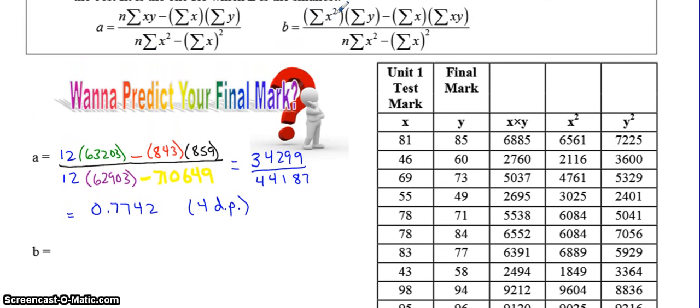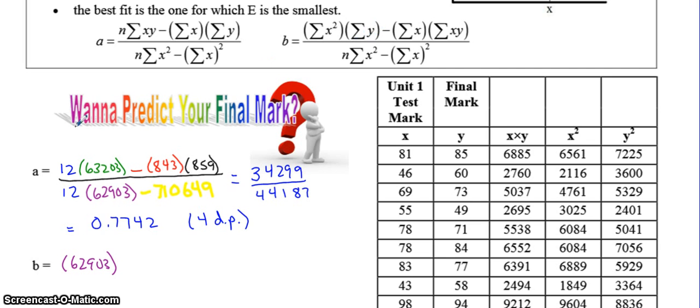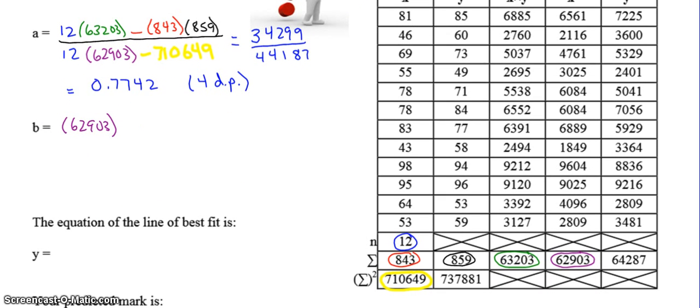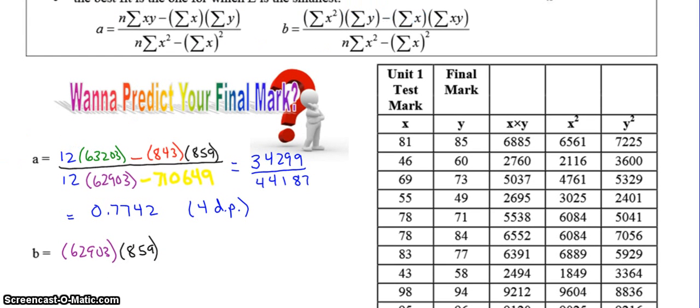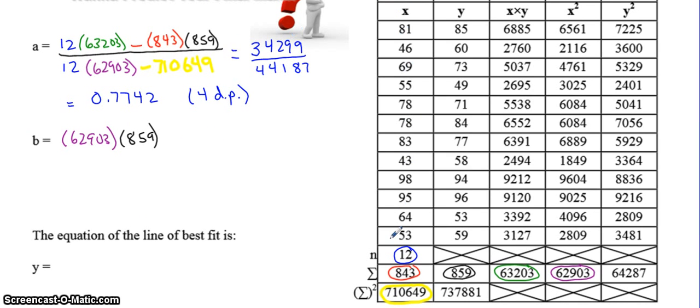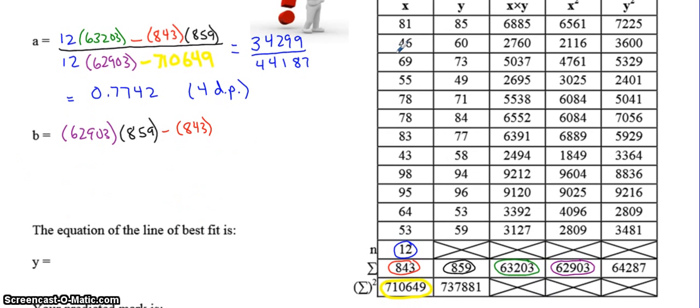Your B value starts with the sum of the x squares, which was right here, 62,903, times the sum of the y's, which was this value right here, minus the sum of the x's, which is this value right here, times the sum of the xy's, which is this value here. That's the numerator.